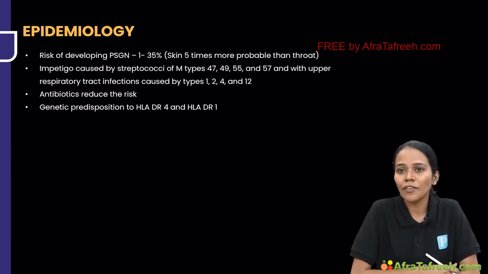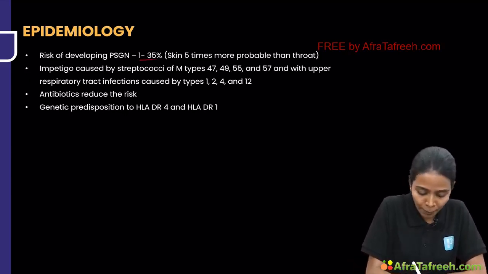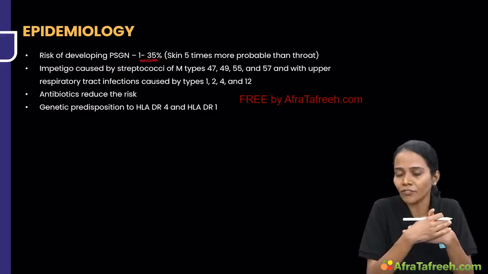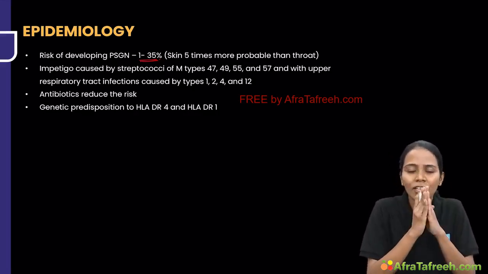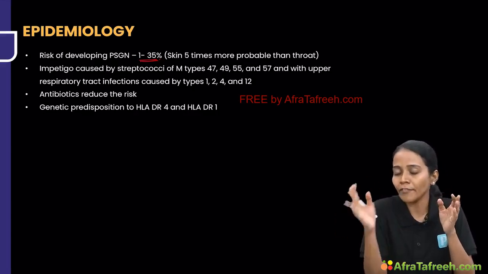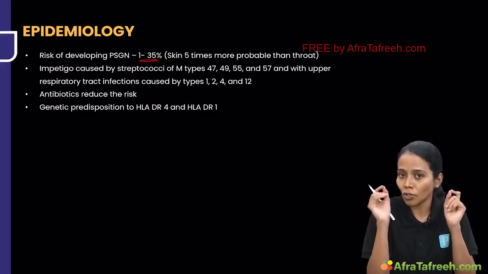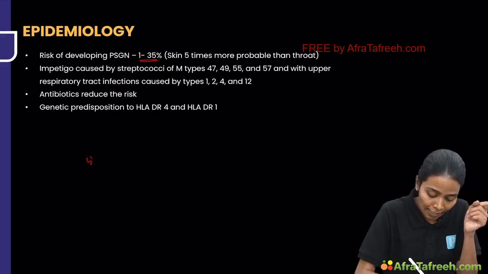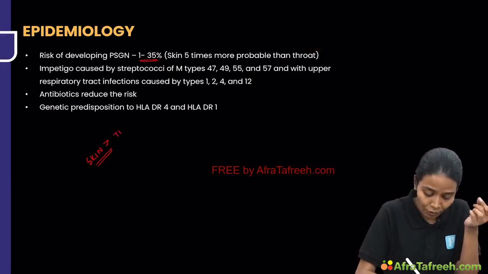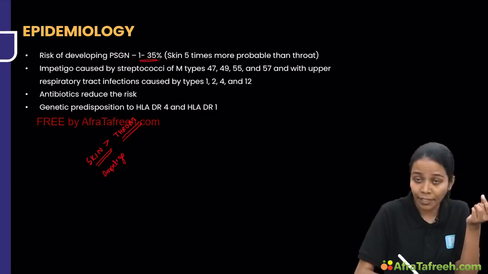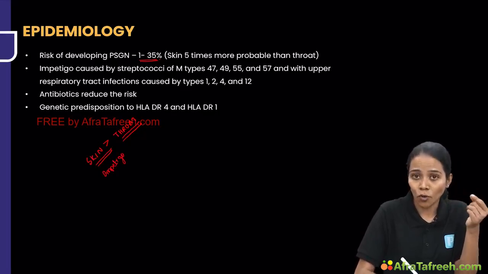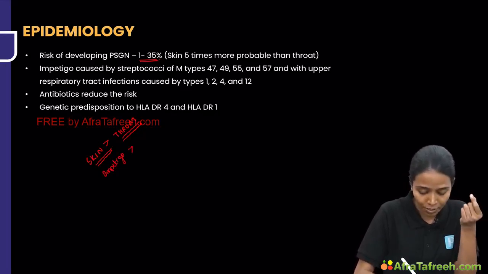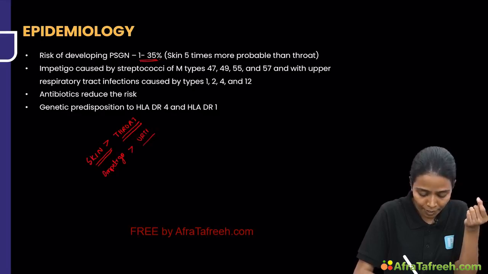Now, the risk of developing PSGN is 1 to 35%, okay, after streptococcal infection. So don't assume that everyone having streptococcal infections is going to have post-streptococcal glomerulonephritis. It's only 1 to 35%. And involvement of skin has 5 times more predilection to cause PSGN than involvement of throat. So this means if a patient is getting impetigo, there is a much higher risk of causing PSGN than if the patient develops an upper respiratory tract infection.